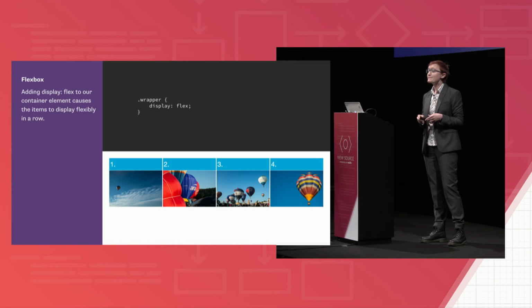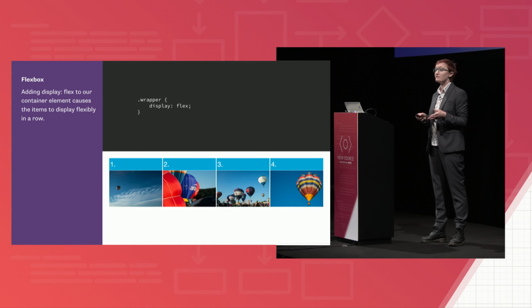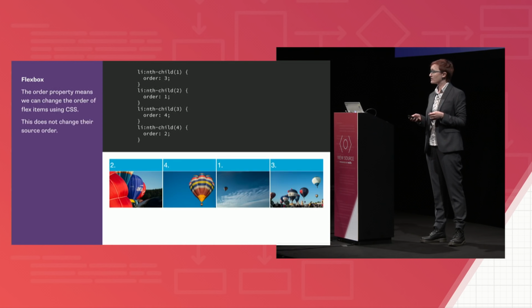We can also explicitly set the order using the order property. So I've got a bunch of items here, and they're inside a flex container. They're in source order, so I've given them a number so we can see their natural order. And I can just change the order with the order property. So the source order number 1 is now 3 visually.